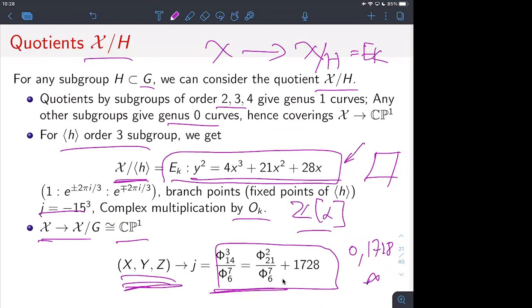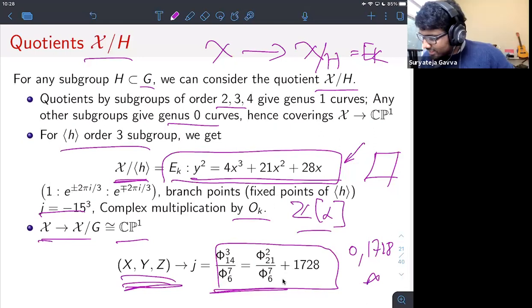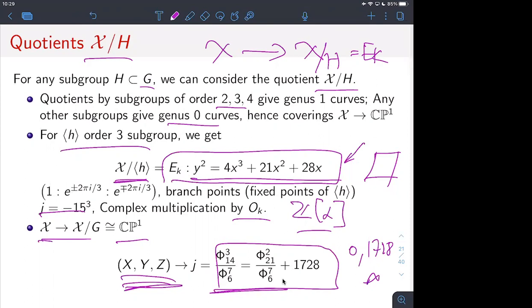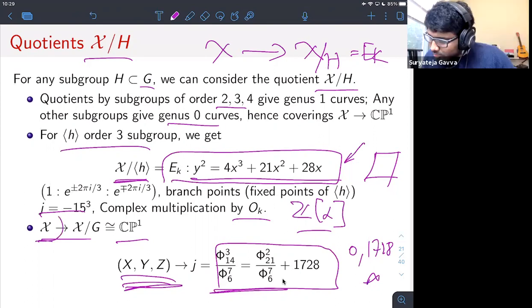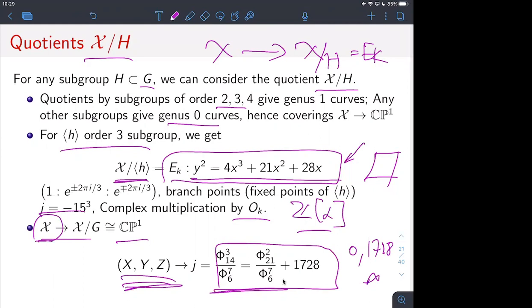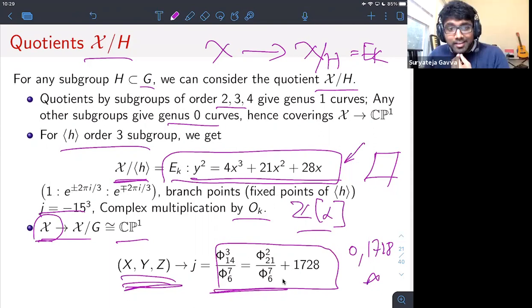Is the j related to the j function? J, it's related to the modular forms. It's a j function. Yeah. So if from a different model of chi, you get that this j is exactly the j function. Yeah. So is this the j function? Yeah, exactly. This is the j function.